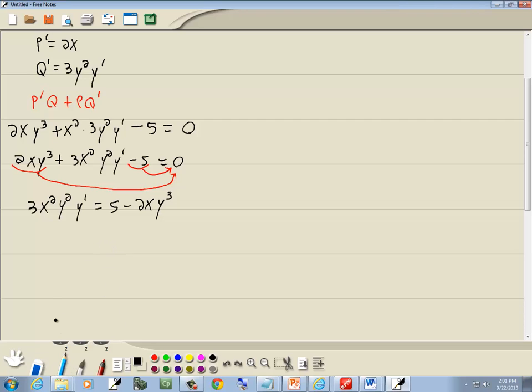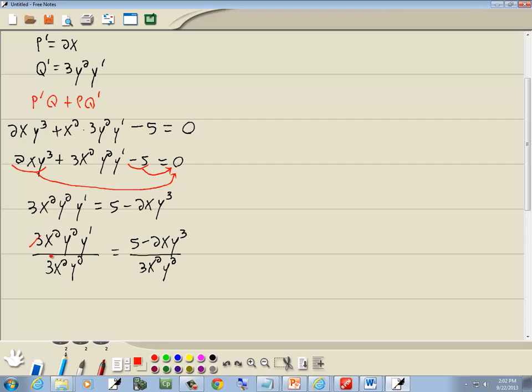Step 4 is, if the y prime is in two or more terms, factor it out. It's not. It's only in one term. Step 5, divide both sides by what's in front of the y prime. Well, there's a 3x squared in front of it. So we'll divide both sides by 3x squared. There you go. And do the same thing over here.